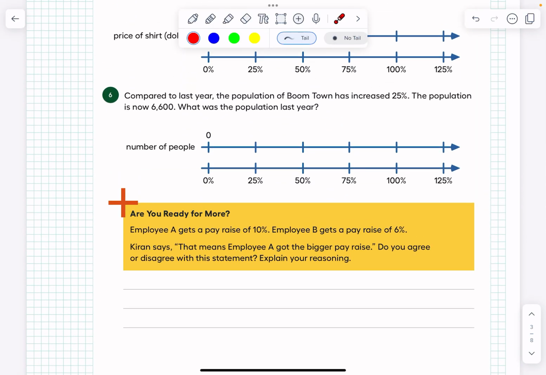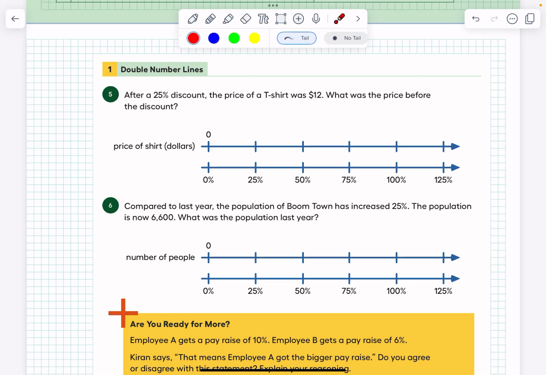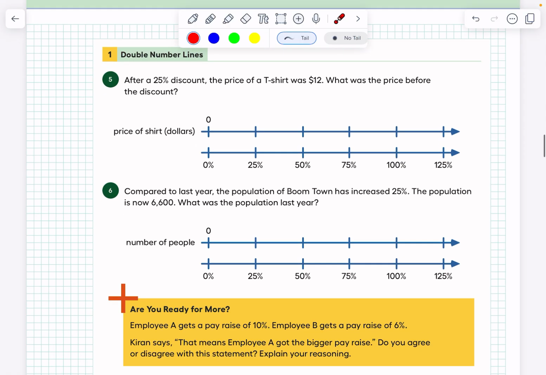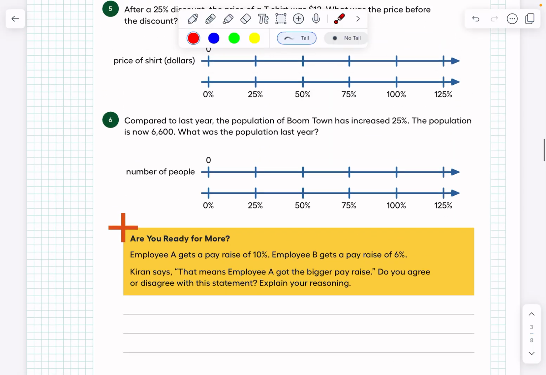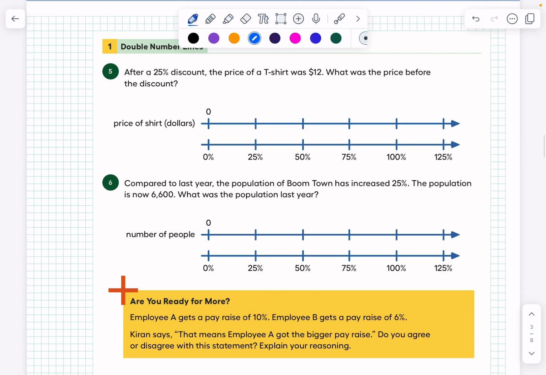Okay, let's do this one here. It says number 5 and 6. Again, I'm going to do this just because of the spacing. I'm going to use this space right here. Okay, and we cross off. Are you ready for more?